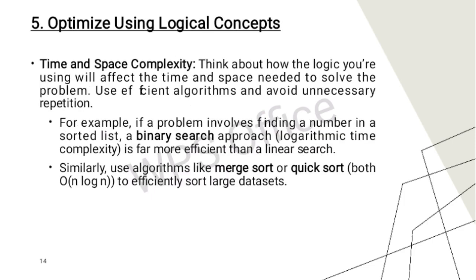Optimize using logical concepts, time and space complexity. Think about how the logic you're using will affect the time and space needed to solve the problem. Use efficient algorithms and avoid unnecessary repetition. For example, if a problem involves finding a number in a sorted list, a binary search approach, logarithmic time complexity, is far more efficient than a linear search. Similarly, use algorithms like merge sort or quick sort, both n log n, to efficiently sort large datasets.